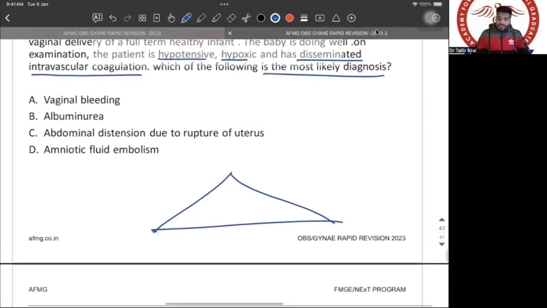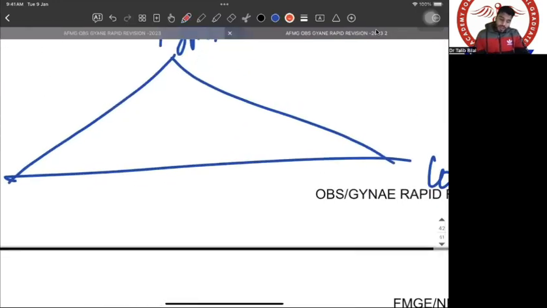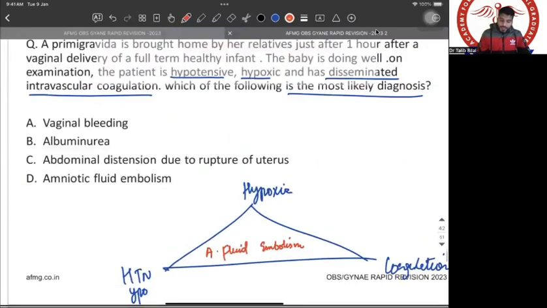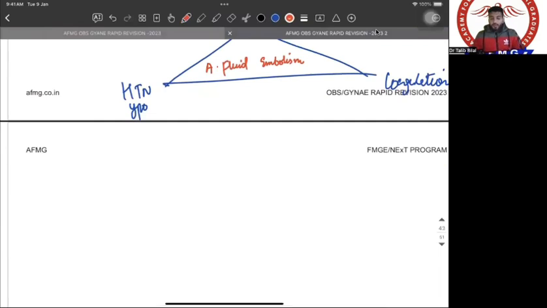My dear students, this is a classical triad: hypoxia, hypotension, and coagulation defect. It is the classical triad of amniotic fluid embolism. So what is the answer, my dear students? Amniotic fluid embolism. Hypotension, hypoxia, and disseminated intravascular coagulation defect.